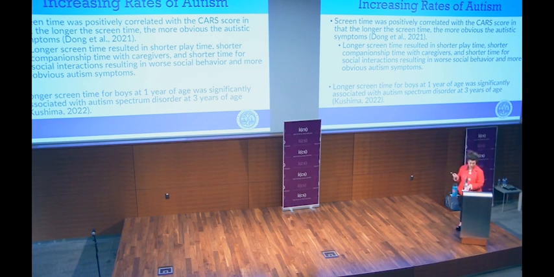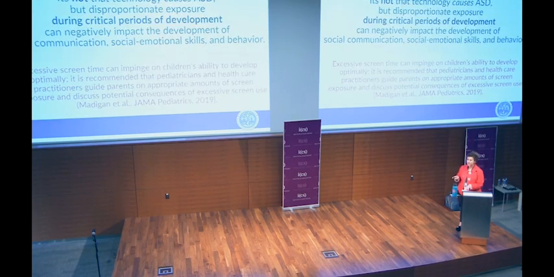There's also another study that talked about how longer screen time for boys at age 1... And a huge point of this whole talk is about these critical stages of development. So screen time for boys of age 1 was significantly associated with autism spectrum disorder at 3. Now, to be clear, it's not to say screen time is causing autism by any stretch, but this disproportionate exposure to screens during those critical periods of development can negatively impact social communication, how well you develop that, social emotional skills, and behavior.